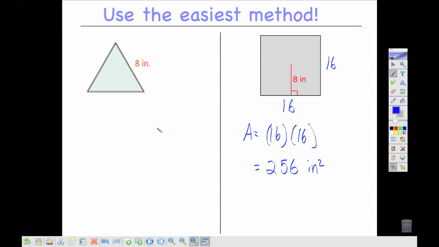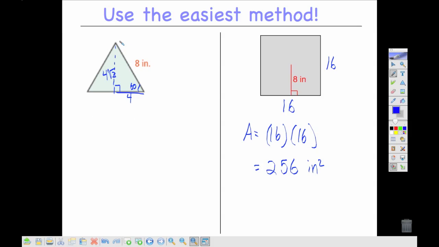Also, for this triangle over here, if we have a side of 8 and I have an equilateral triangle, then I know these are 60-degree angles. I could easily find the whole height of this. This side here would be 4. The whole height would be 4 square root of 3, using the 30-60-90 ratio.